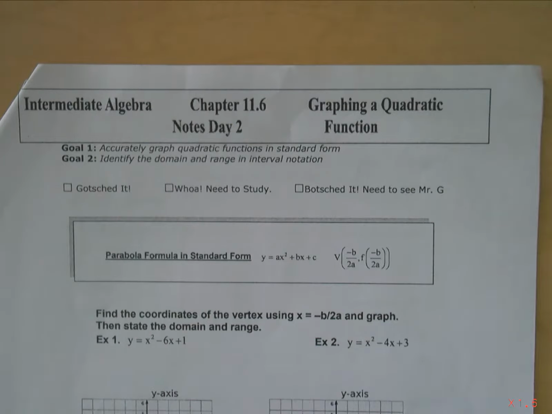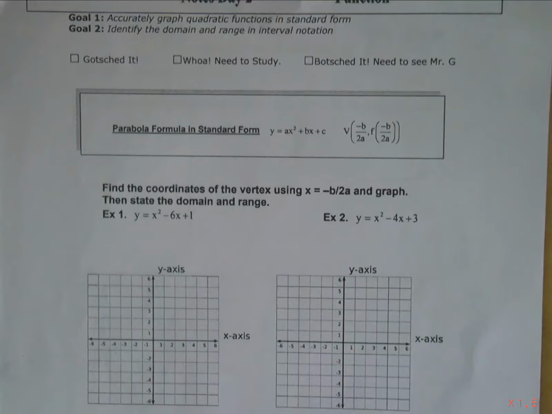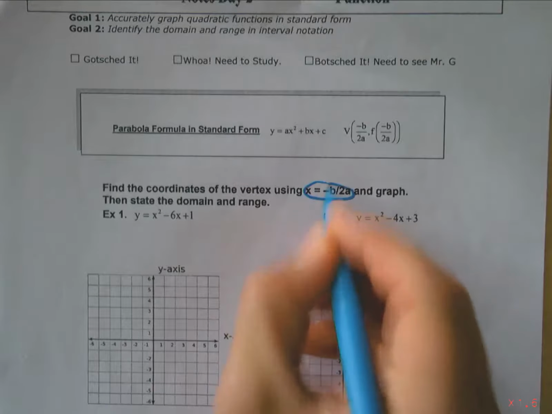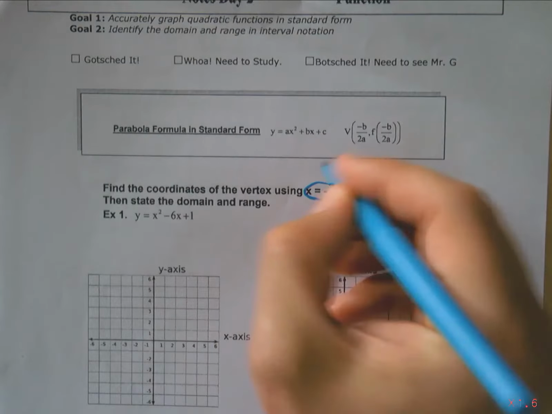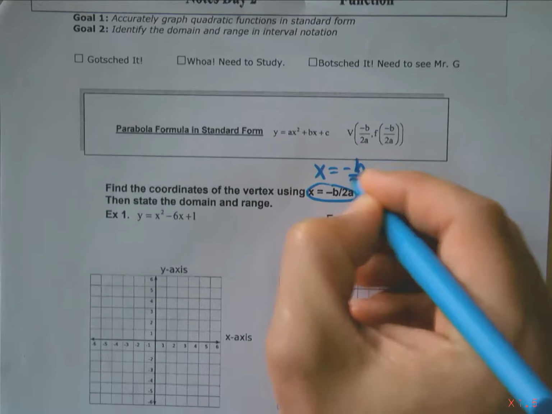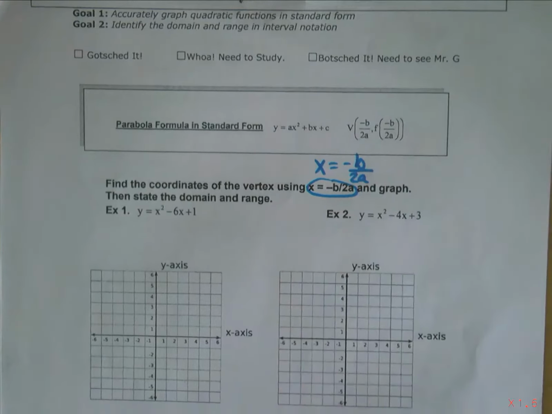So let's get started. So again, we're using that standard form. And then we talked about using the axis of symmetry, which is here. It says it's x equals negative b over 2a. I like to write it like this: negative b over 2a, like a normal fraction. So that's the first thing we're going to do.